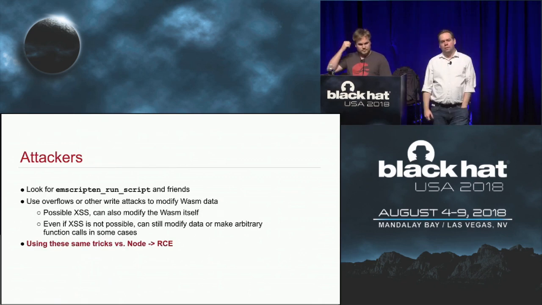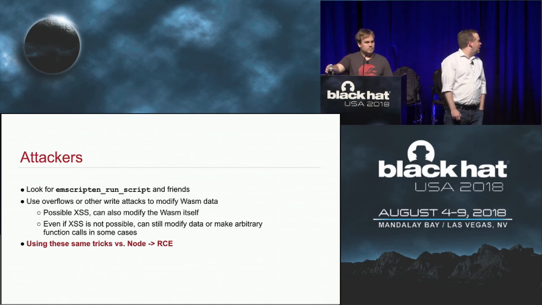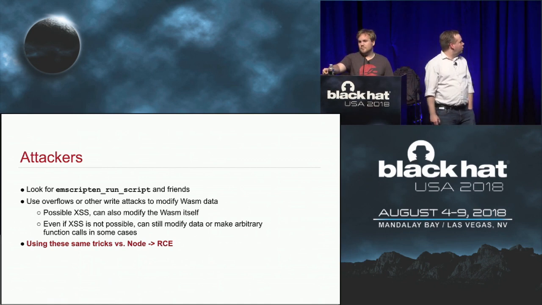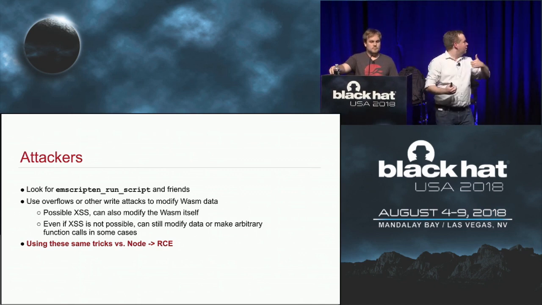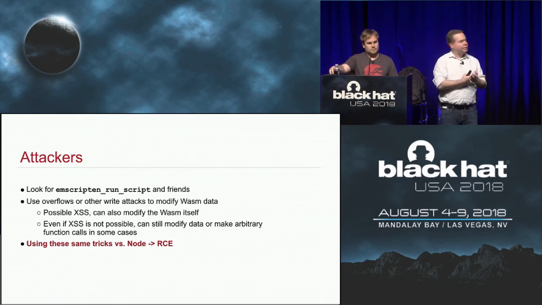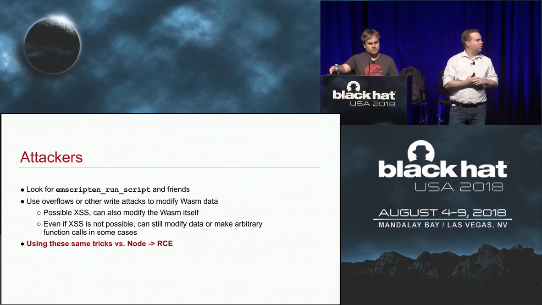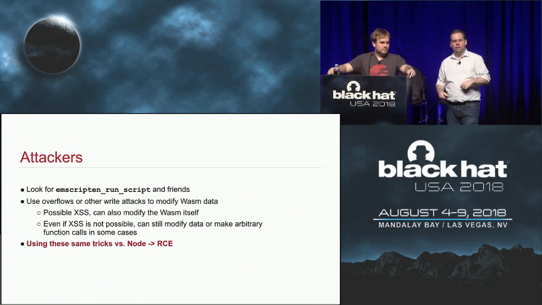As an attacker, if you find one of these and you want to do something interesting, look for Emscripten's run script, because that's where you're going to have the most fun. If you don't see that, you can use overflows. You can use other things that allow you to write arbitrarily to overwrite values. And in the function pointer cases, you can overwrite interesting things there. If you get XSS, you can turn back around and modify what the Wasm is going to be. Even if there's no XSS because they didn't use run script, for example, you should still be able to modify things in memory that are useful to you. And then if you're talking about Node, then all these tricks turn into RCE.